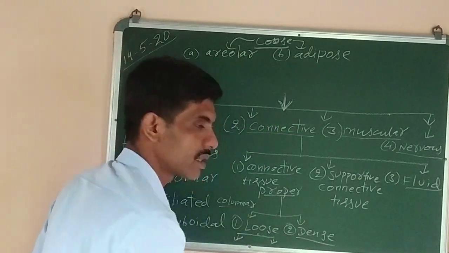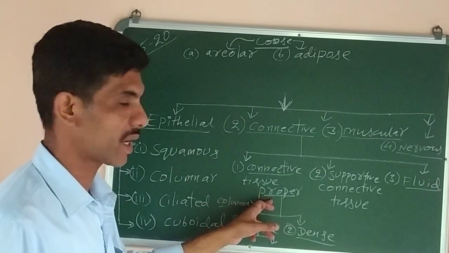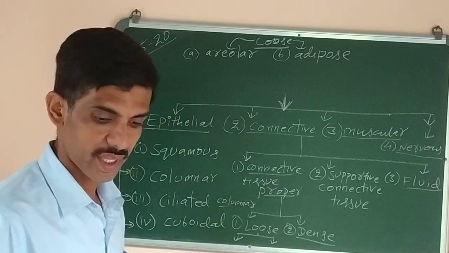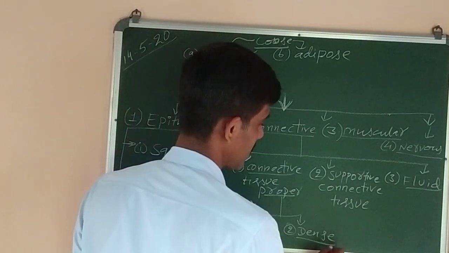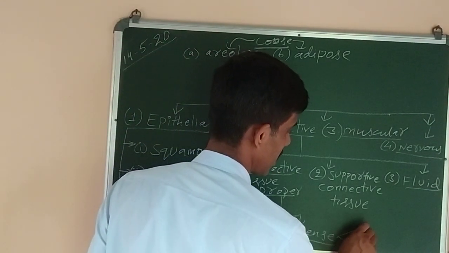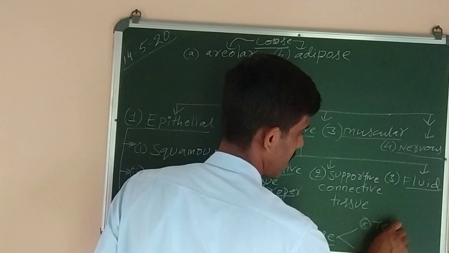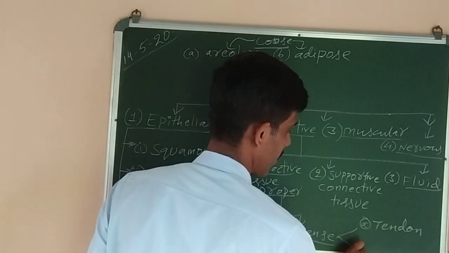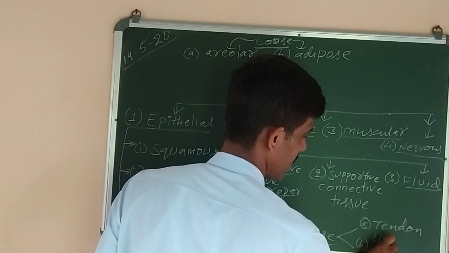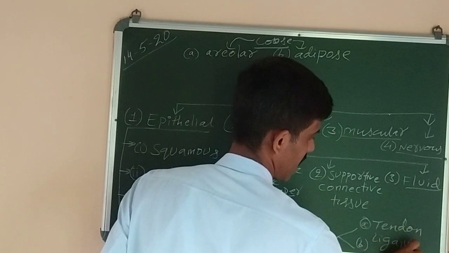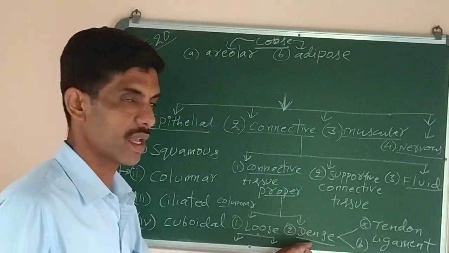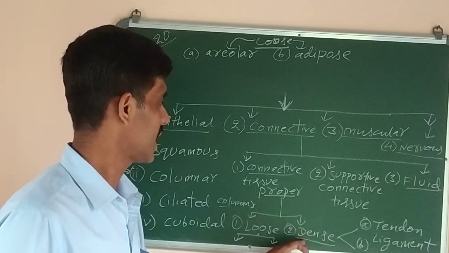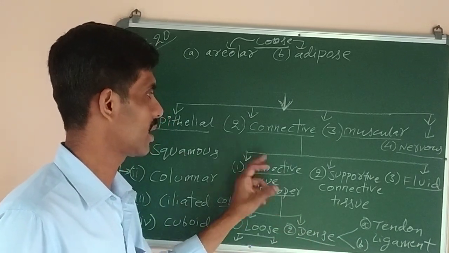Then dense proper connective tissue is also further classified into two types. They are tendon and ligament. So this one I will write here only. Number A, tendon, and number B, ligament. Tendon and ligament are the two different types of dense proper connective tissue.